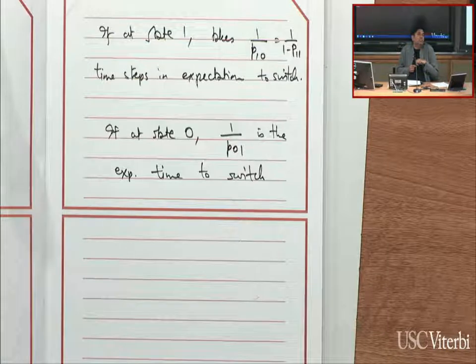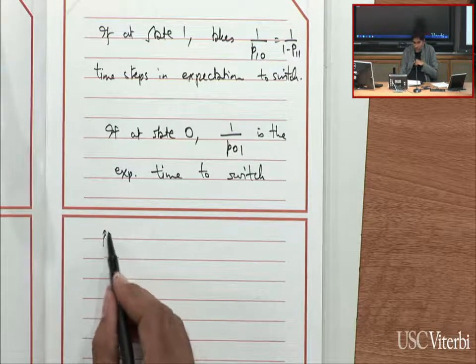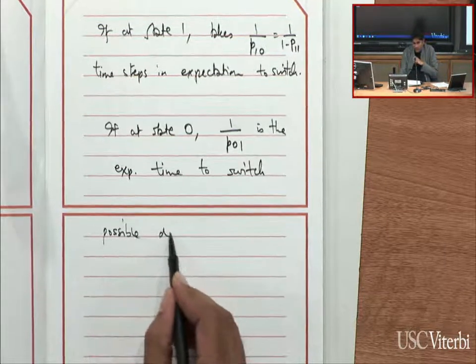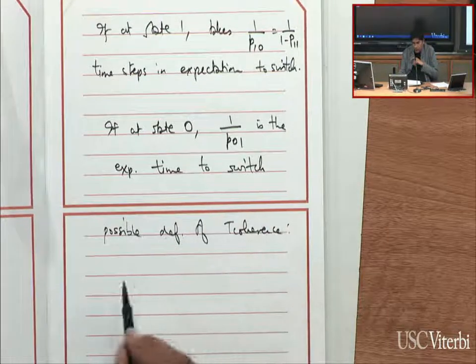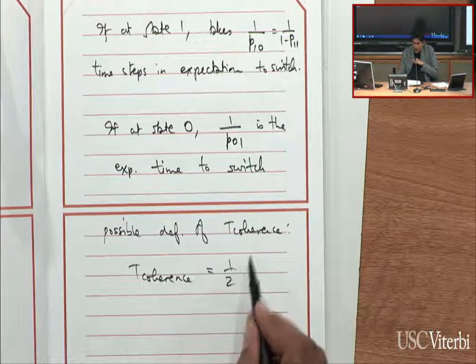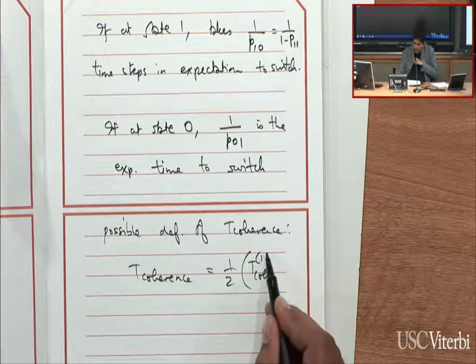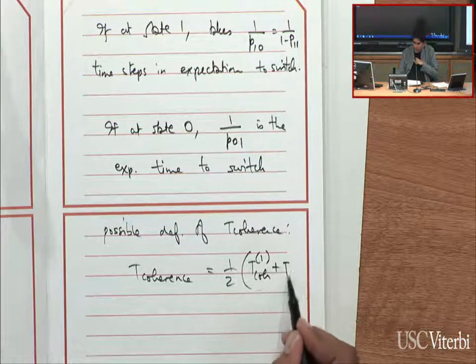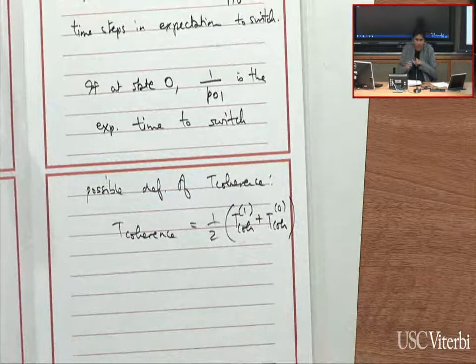How about a combination of the two? Like an average of the two, right? Now, we can average them equally. That would be a reasonable definition. So here's a possible definition. That would say T coherence equals half of T coherence given that I'm at state 1 plus T coherence if I am at state 0. So this would be one way I could define it.